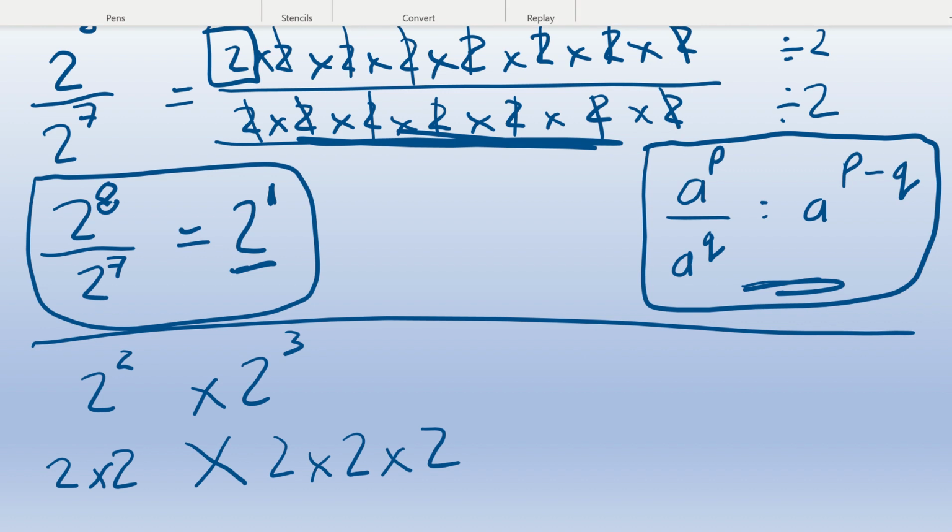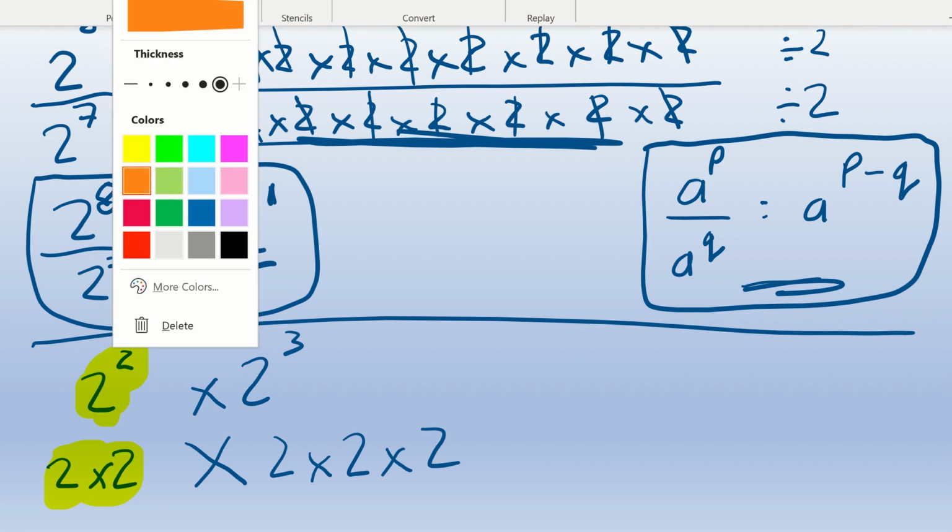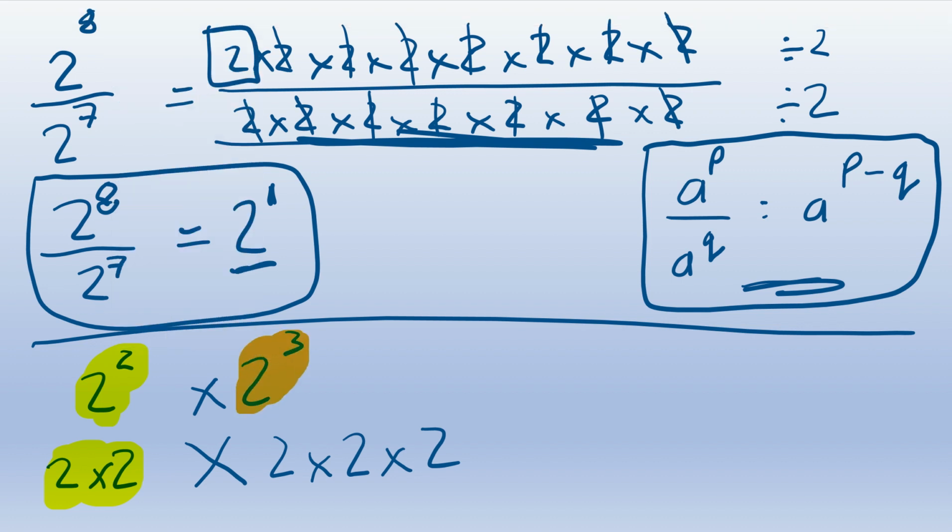Now I'm just going to get my highlighter. So my 2 squared is that 2 times 2, and I'm going to get a different color here. Let's go orange. 2 cubed is that 2 times 2 times 2. So I've just written those out fully, and then the multiplication sign in the middle, that was there in the question at the start, so I still have to bring that with me. So if we were to do that, 2 times 2 times 2 times 2 times 2 is going to give us 32.